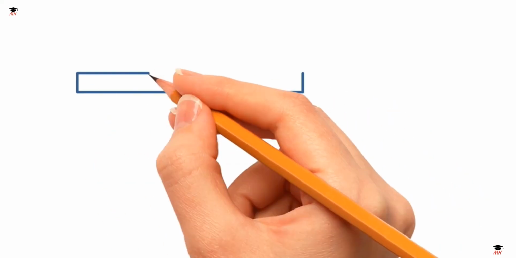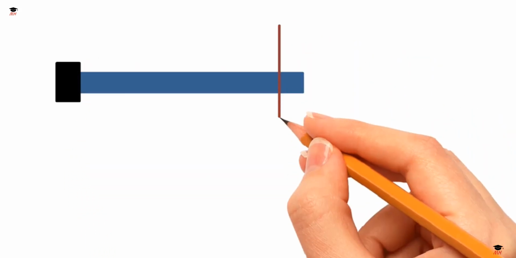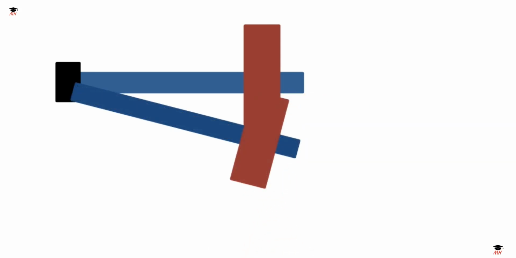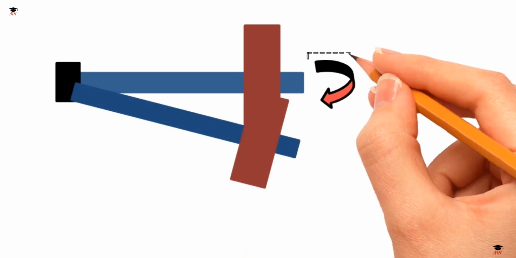Consider a shaft which is fixed at one end, and at the other end a pulley or gear is mounted. Due to the weight of the pulley, it will bend. Bending is caused because of the bending moment on the shaft.